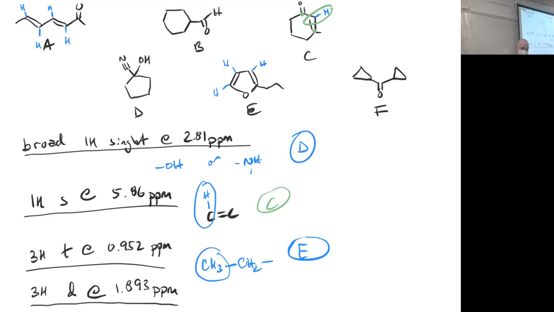So 3H doublet at 1.89 ppm. So what can you tell me for sure? Great. Yeah, take your time. Right, one hydrogen on a neighboring carbon. Okay, so those things are for certain, correct? All right. So these things must be true.